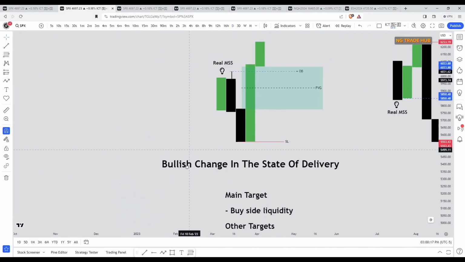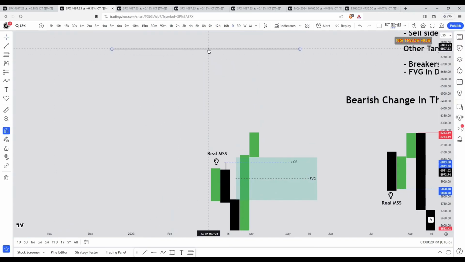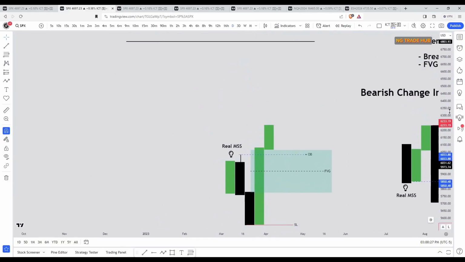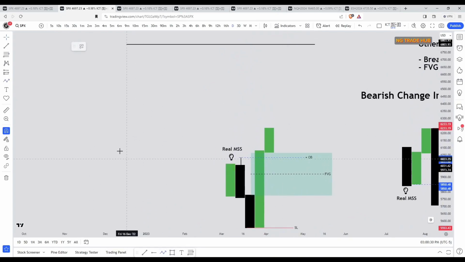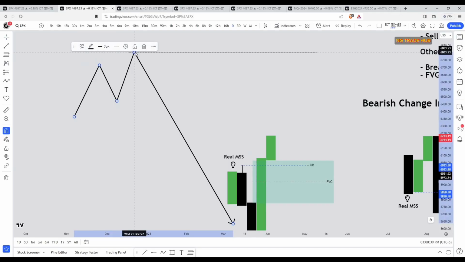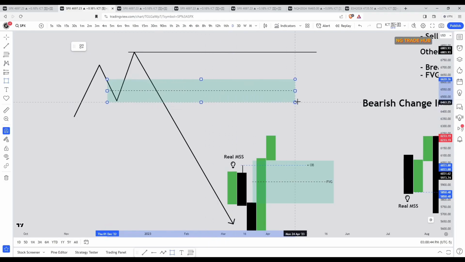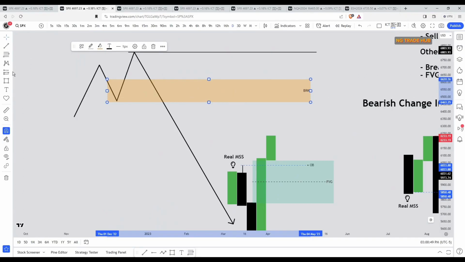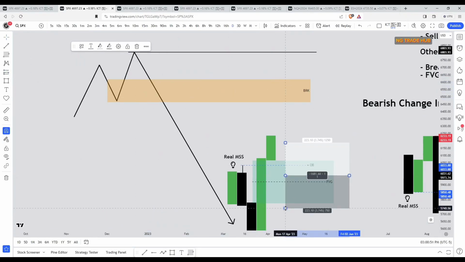Main targets: buy side liquidity, so you're targeting old highs after that happens. Other targets could be a breaker or a fair value gap in a premium. So for example, I'll draw this out real quick. Let's say we have a breaker up here. At this high, we have a high, low, higher high. That's where the buy side liquidity is. And then it makes a lower low right here. In this leg that makes the low, remember there's going to be a breaker there. So if price trades back lower here, let's say it taps into the fair value gap.